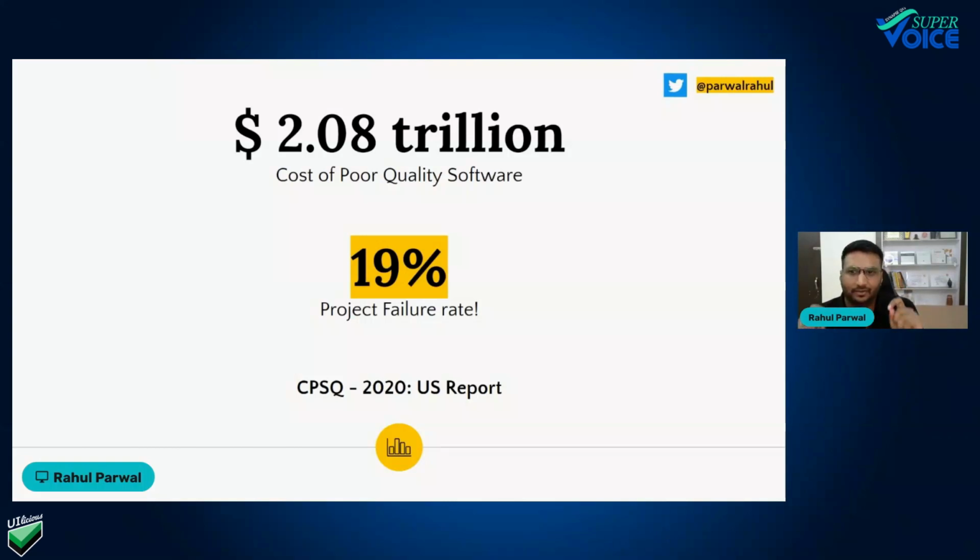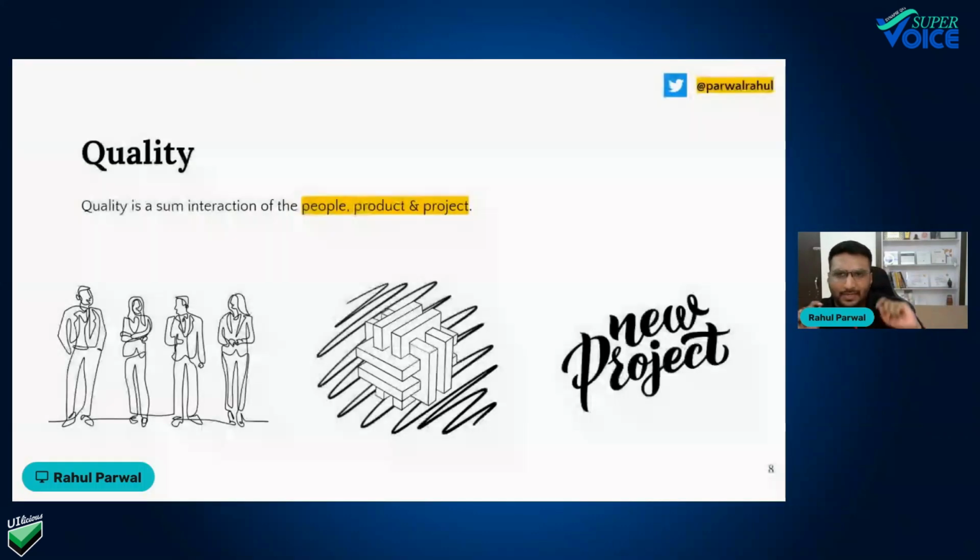And keeping that in mind, let's start and understand what quality actually is and why it is also so hard to achieve, just like health. So, being a systems thinker, I see quality as some interaction of people, product, and project. So, quality of anything is not just the quality of the product, it also depends on the quality of people who are building that product and the quality of the project or the environment in which those people are collaborating to create something new.